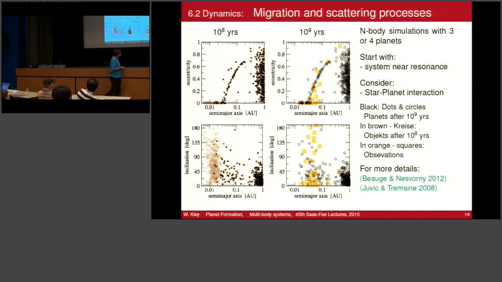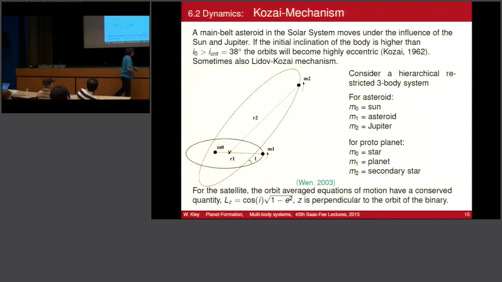Okay, what is Kozai? I think I do this before the break. Hope to get through this. The Kozai mechanism. Here you have, as I said, three bodies: a star, a second body, and a third body. It was derived for the solar system, where M0 was the sun, M1 was an asteroid, and M2 was a larger perturber, Jupiter.